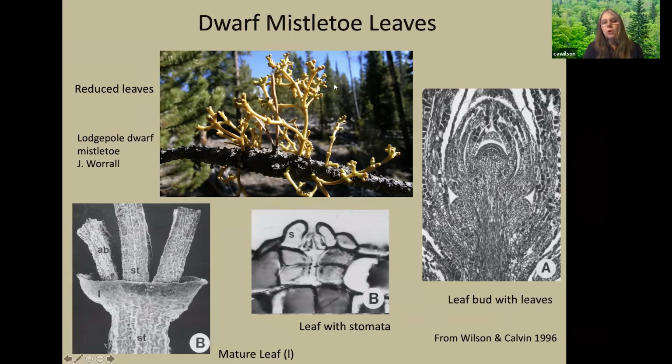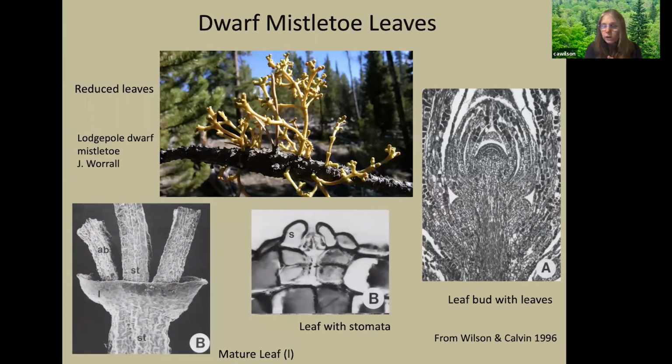And then you have inflorescences developing. So the dwarf mistletoe, Arceuthobium, comes out of the branch and kind of forms this fruiting body or inflorescence with really very little stem leaves associated with it. But yet these are green leaves. Here's a stomata, so it is a typical leaf. And here's a leaf bud, so this would be a young bud like any plant.